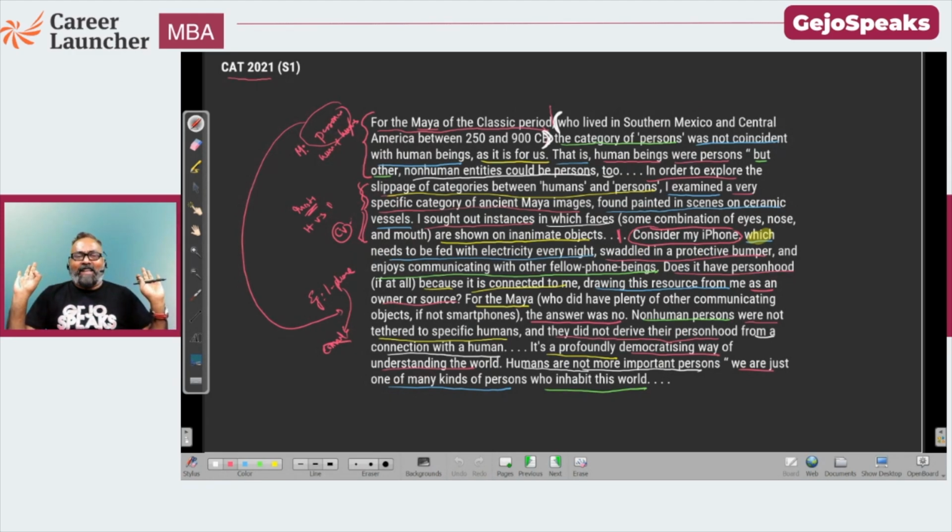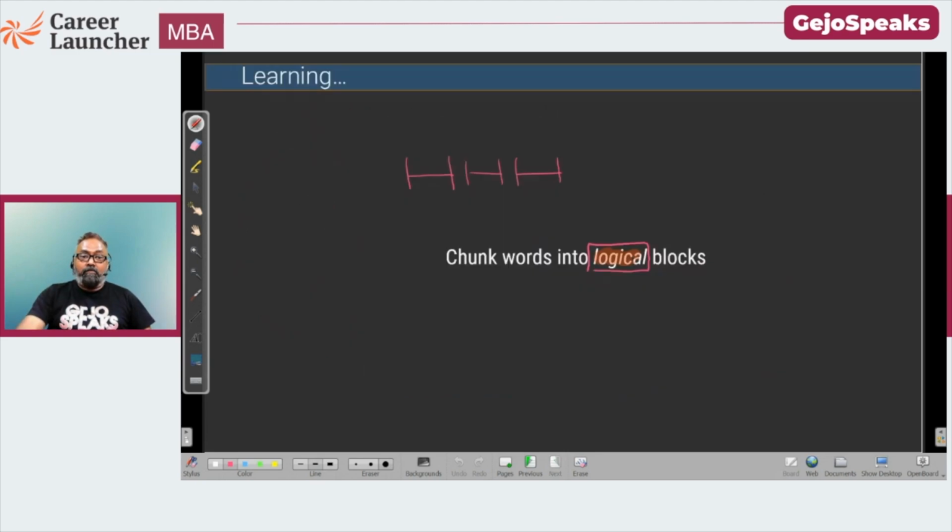Maya of the classical period. For them, persons are not just humans, also non-humans. How? Let's understand this personhood. The personhood is not because of any attachment to humans. Just as you have an iPhone attached to you, the iPhone's personhood is not derived because of your attachment with humans. Humans are not special. We should learn more about this personhood of the Maya classical period.